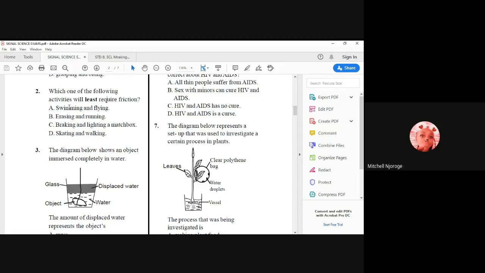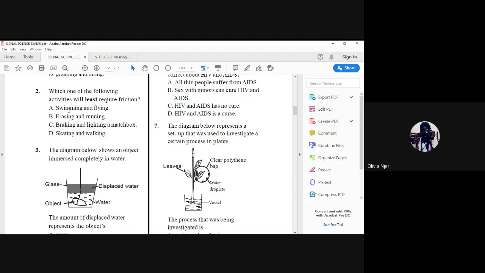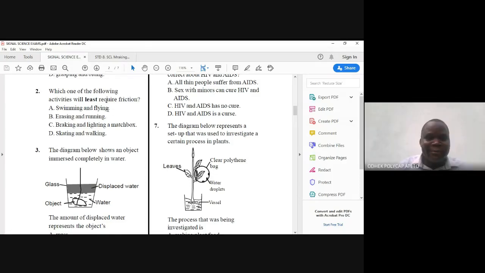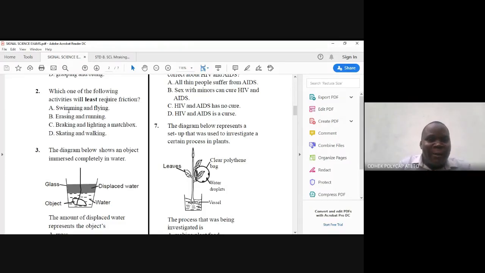Then you come to swimming, you come to flying. Do you need friction to swim? Olivia? No, we don't need friction for swimming and flying. We need a streamlined body. That's why when we are talking about characteristics of animals that fly or swim, we are saying that they have a streamlined body. The streamlined body is to reduce air resistance, and that is the friction we are talking about. So we don't need friction in swimming and flying. Correct, Olivia?